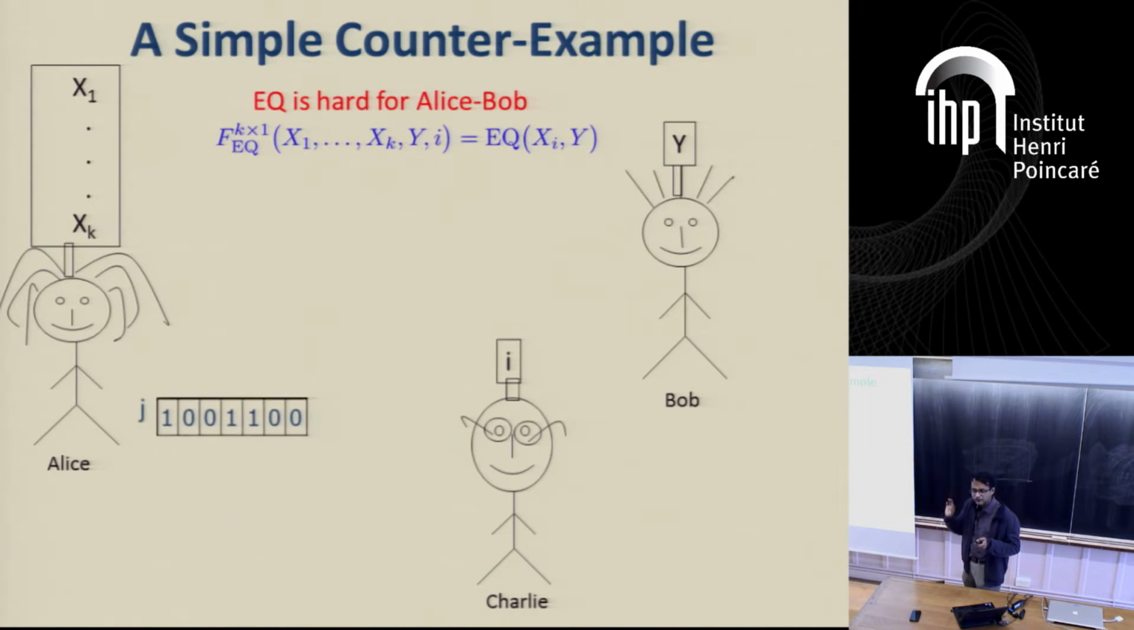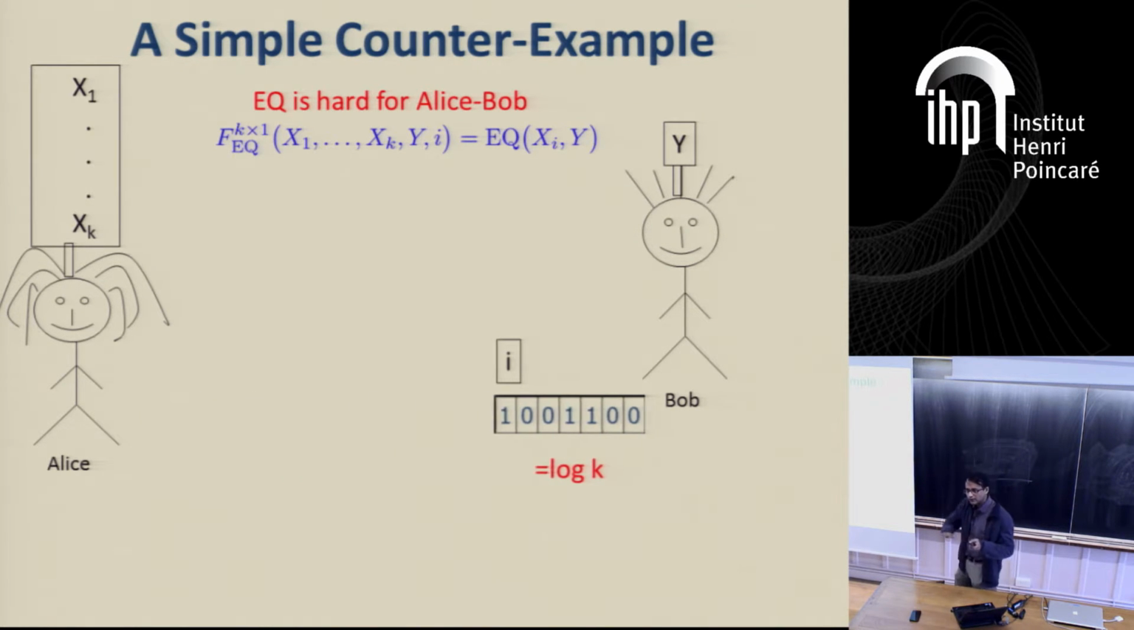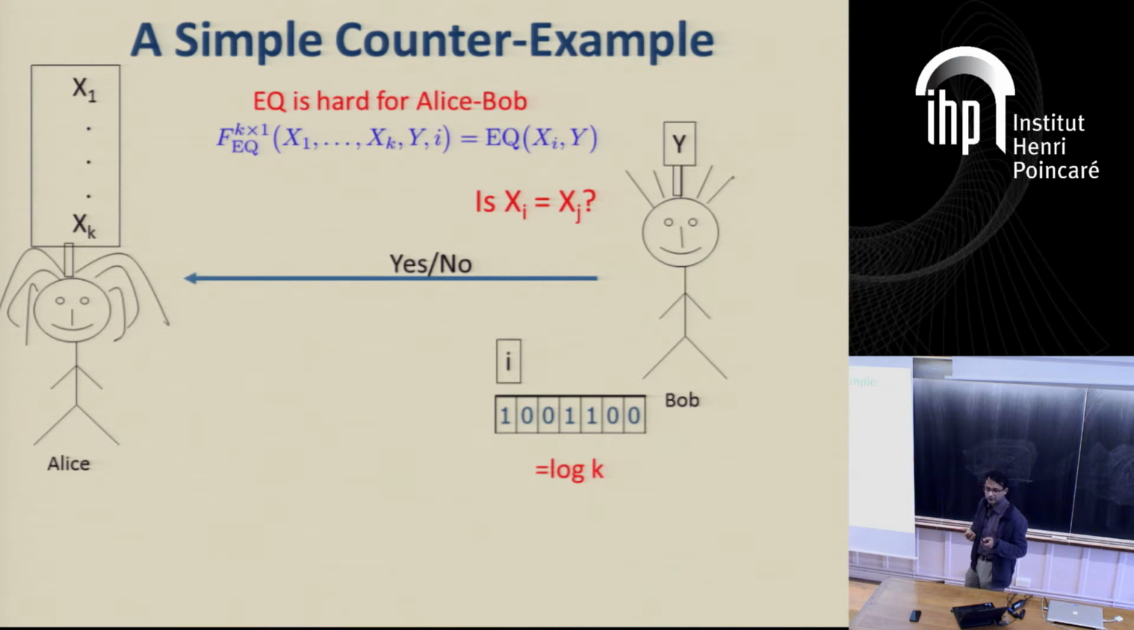Charlie just sends that index to Alice, which takes log k bits. And then Charlie disappears. Alice is just acting as a conduit. She forwards that log k bits to Bob. Bob has got log k bits and access to x1 through xk. And now Bob learns y completely. y is worth n bits, but conditioned on x1 through xk, Bob is able to completely infer y. And so now Bob just outputs the answer: whether xi is equal to y is the same as whether xi is equal to xj, and xj he knows, so he just gives out the answer.